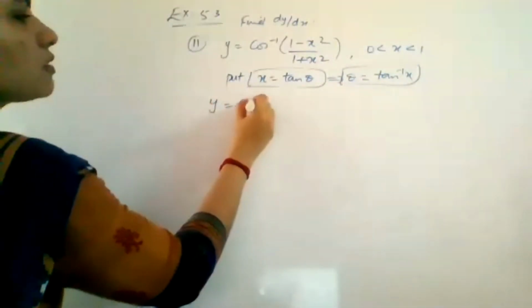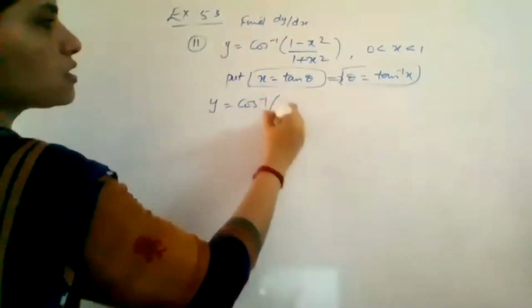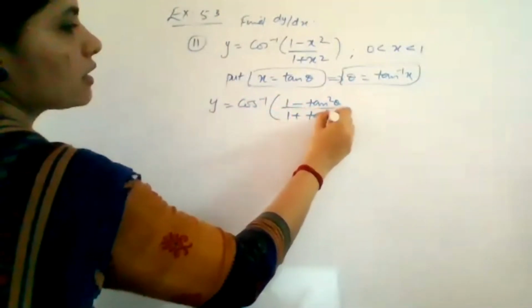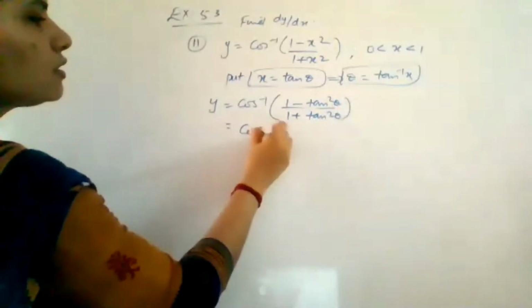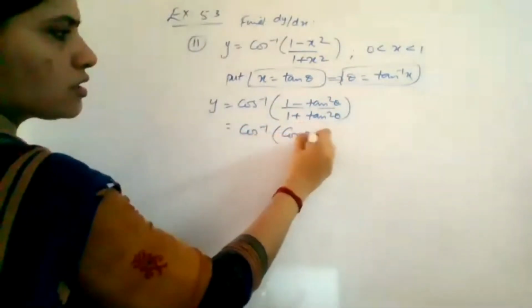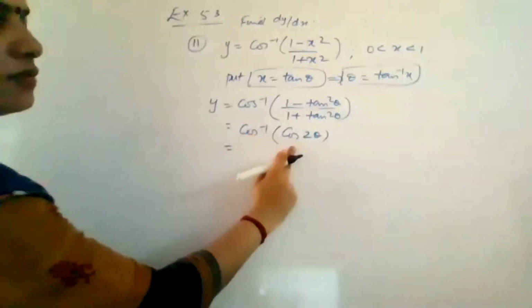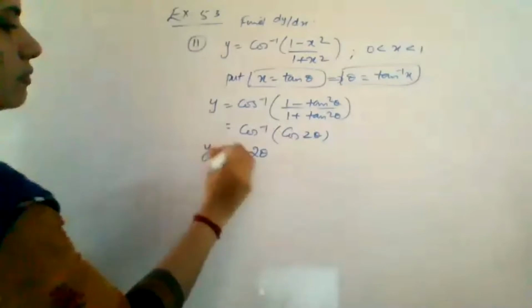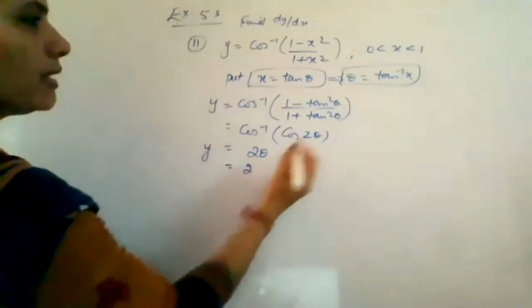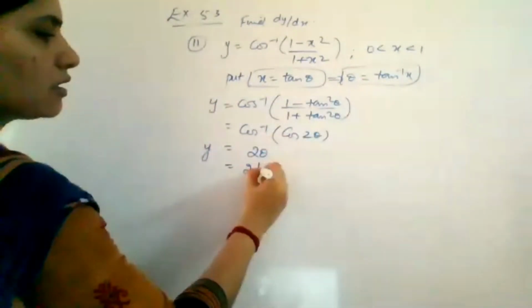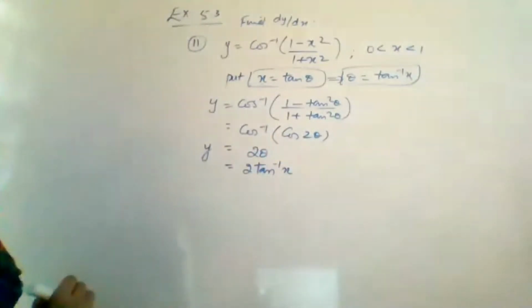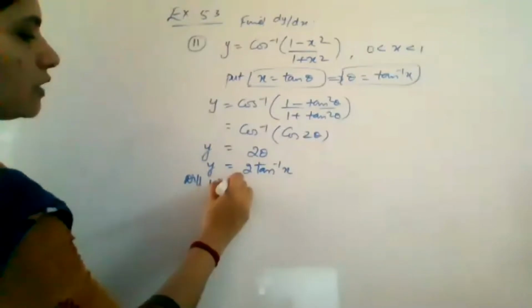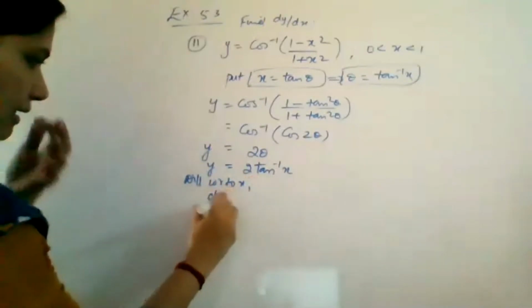Now the question becomes y is equal to cos inverse of (1 minus tan square theta) by (1 plus tan square theta), which equals cos inverse of cos 2 theta. Again, cos inverse of cos will give you the angle 2 theta only. So your question became y equal to 2 theta, which can be replaced with theta as tan inverse x, so this became 2 tan inverse x. Now you will differentiate this with respect to x in order to find dy by dx.